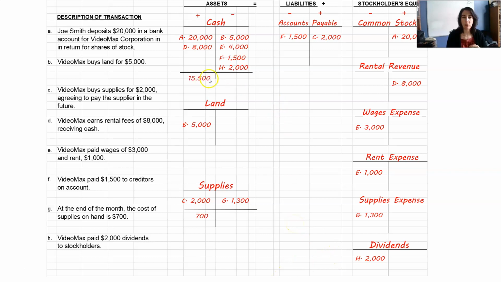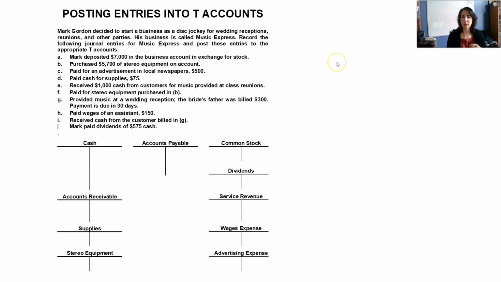At this point, what you would do is you would subtotal them, right? We talked about this before with T accounts. You'd add up the left side, you'd add up the right side, and you'd subtract them from one another. So we'd subtotal all of our accounts, $15,500 in there, $500 credit balance in here, and so on.